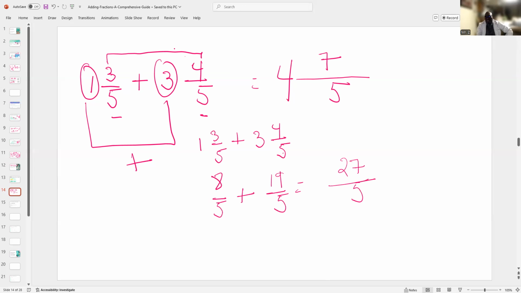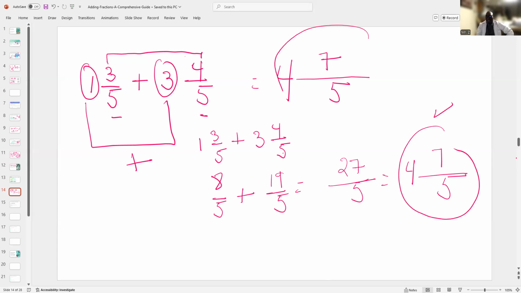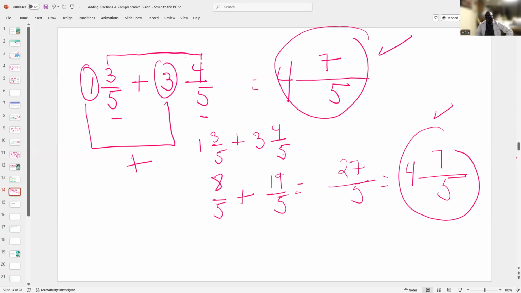What kind of fraction is this? It's an improper fraction, so you're going to convert that to a mixed number. How many times does 5 go into 27? 4 times. 4 times 5 is 20. The difference between 27 and 20 is 7. You see that? So it is the same as the first one. The first one is a math fact. The second one is a general rule.